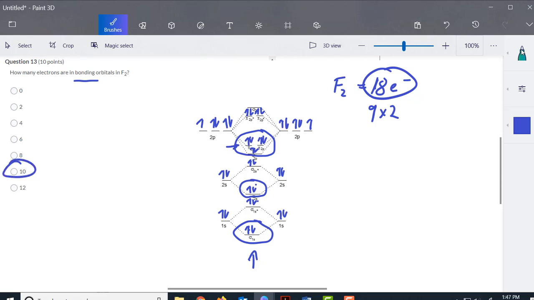Now for antibonding, there's 2 there, 4, and then 8. So it would be a total of 8 in antibonding. But you asked for bonding, so the answer is going to be 10.